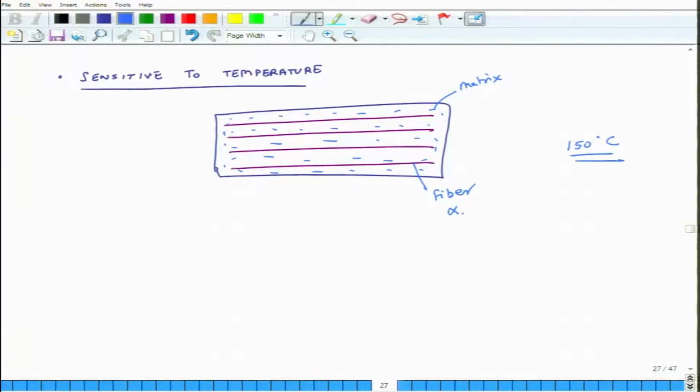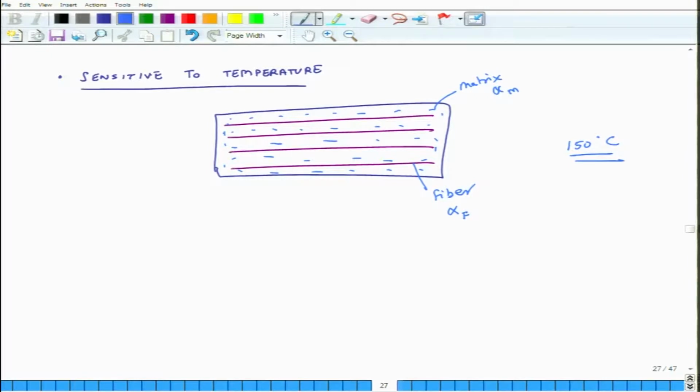So, fibers will have some coefficient of expansion, let us say alpha f, and also the matrix, because it is getting heated, it will also expand, okay. And let us say its expansion coefficient is alpha m. So, at 200 degrees centigrade everything will expand and it will be in some state.